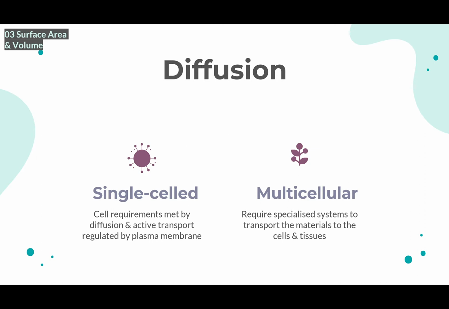But wait, we have single-celled organisms that meet their cell requirements by diffusion and active transport through the plasma membrane, which regulates the movement of substances in and out of the cell. For each square micrometer, there's a limited amount of a particular substance that can pass per second. On the other hand, we have multicellular organisms, for example plants and animals, that require specialized systems to transport the materials to cells and tissue.